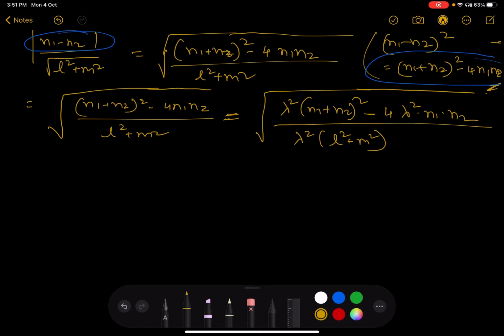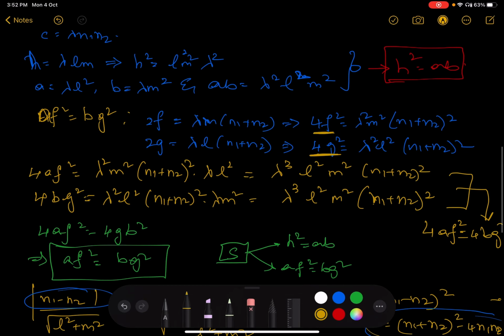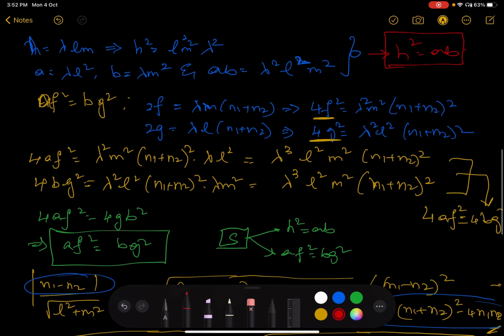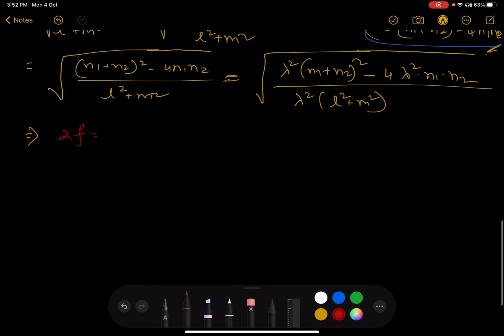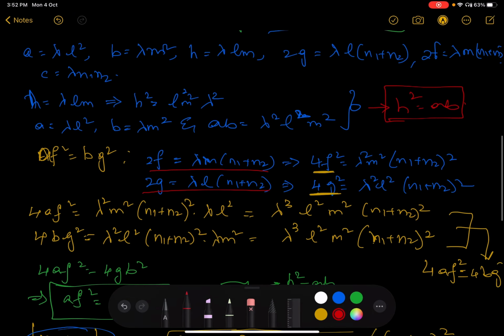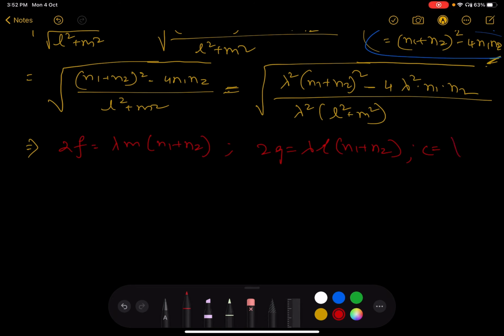So next, what do we get? Which will be equal to, so here we can see lambda square by (n1 plus n2) whole square. So here we got that 2f equal to lambda m n. Previously we got 2f is equal to lambda m (n1 plus n2), 2g is equal to lambda l (n1 plus n2), and c is equal to lambda n1 n2. So c is equal to lambda n1 n2. These are the terms which you got.